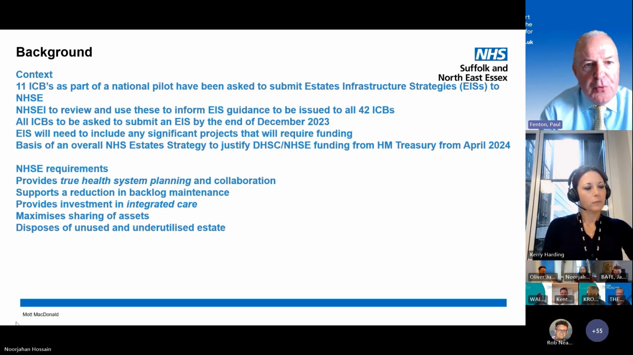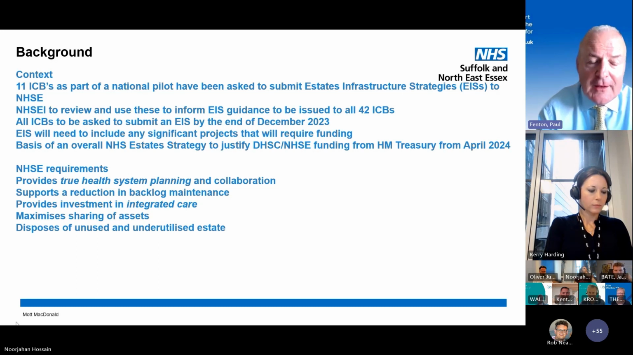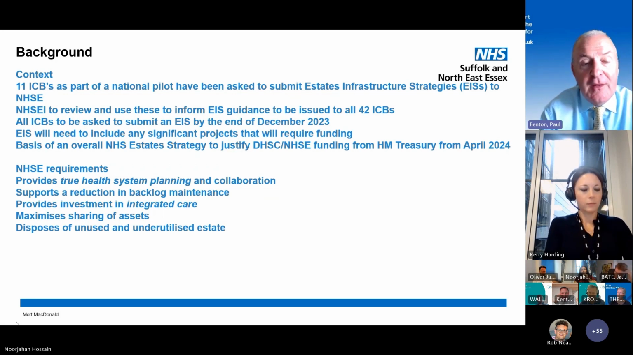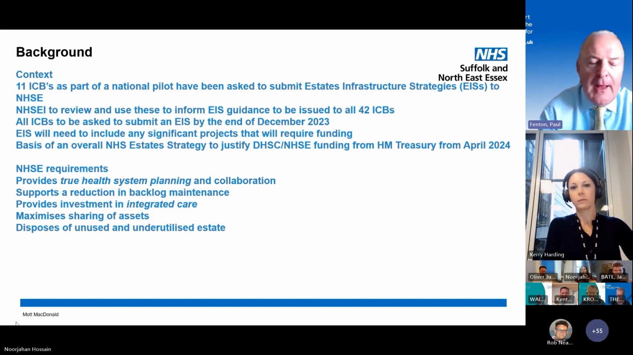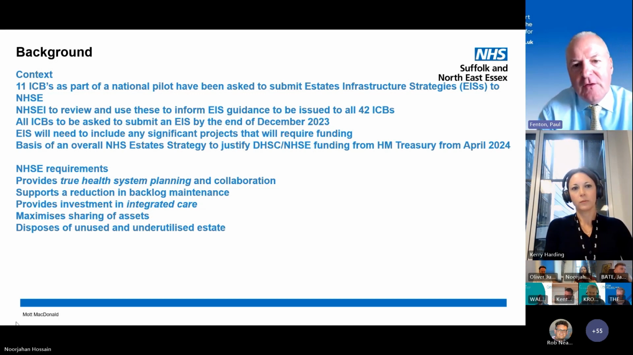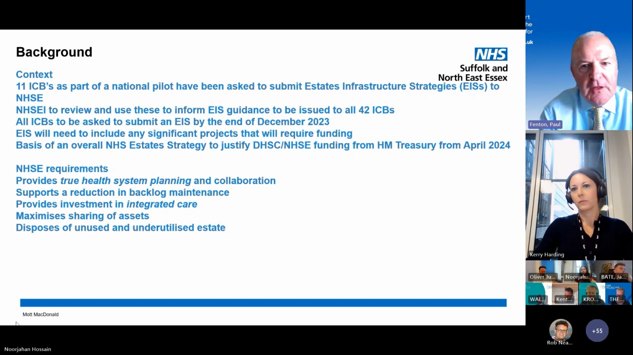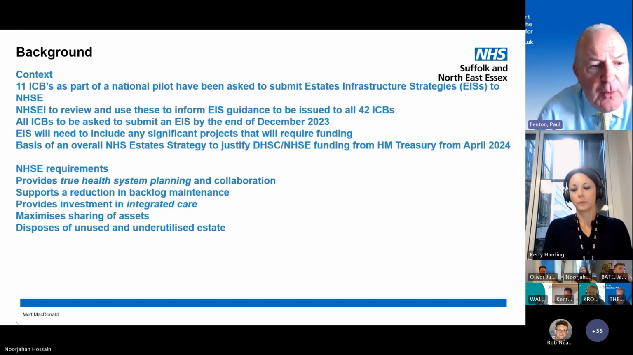The view is to produce a document from those 11 pilot ICBs to form some guidance for the remainder of the 42 ICBs, i.e. the 31 ICBs left to complete the estates infrastructure strategy by the end of the year. Each of the strategies needs to include any significant projects that require public funding, and we are told that when all 42 ICSs submit their final versions by the end of the year, this would form a single document, an overall NHS estate strategy, which the DHSC and NHS England will use in regards to HM Treasury funding from April 2024.